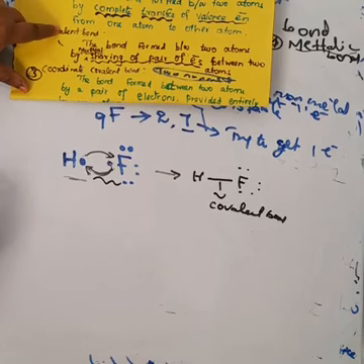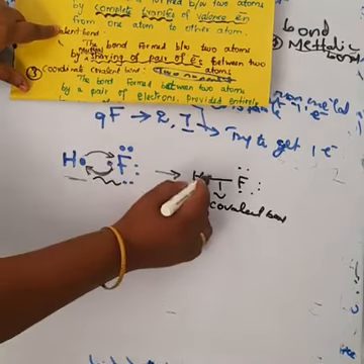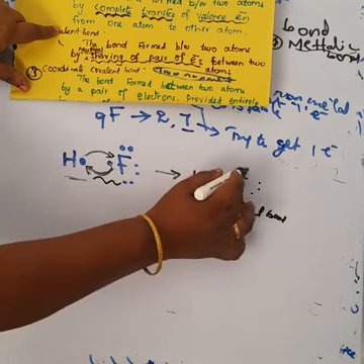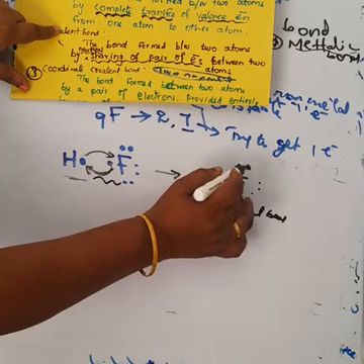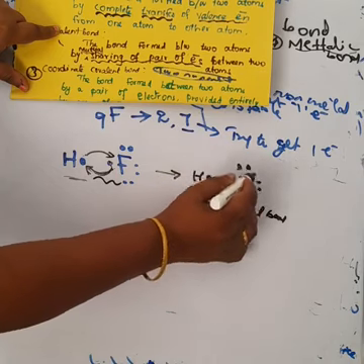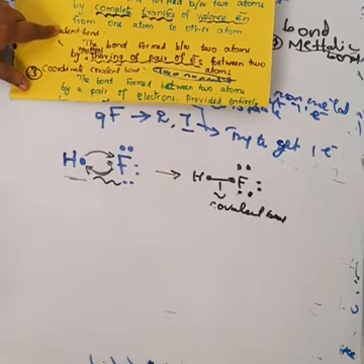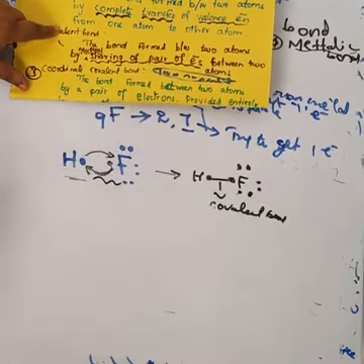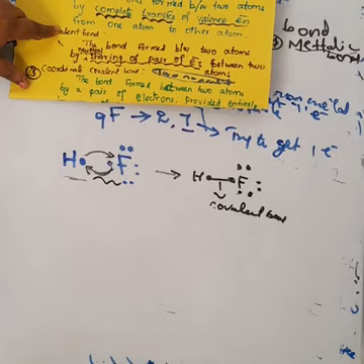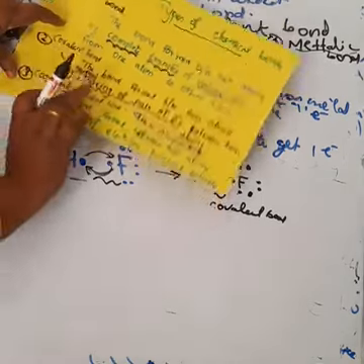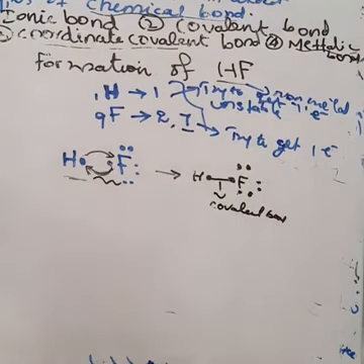Understand? So the hydrogen atom gets 2 electrons in its outermost orbit. At the same time, fluorine gets 8 electrons in its outermost orbit, and the 2 atoms become stable now. The force of attraction takes place between the 2 atoms. This force of attraction we call a covalent bond. Understood? Another example now.